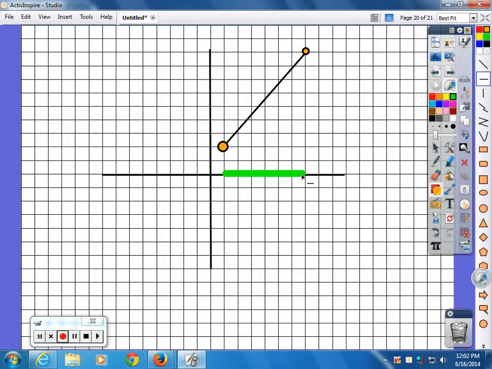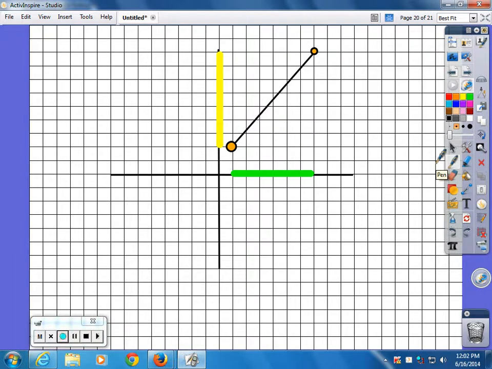There's your domain. There's your range. What's my domain? 1 to 7. Brackets or circles? I meant parentheses. And then your range? 2 to 9. And what do they get? Parentheses, because they have open circles.